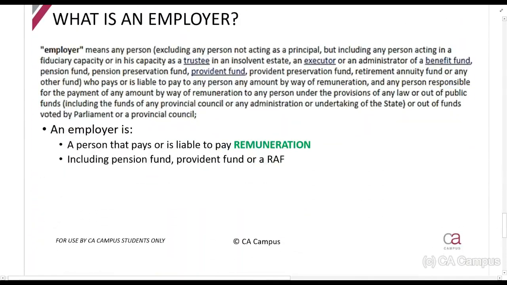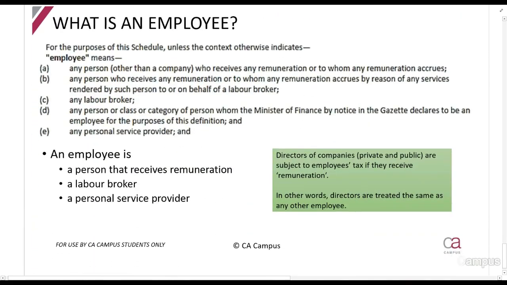So what is an employer? An employer is a person who pays remuneration. And what is an employee? An employee means any person who receives remuneration. It also includes personal service providers, labor brokers. Right, that is it then for remuneration.